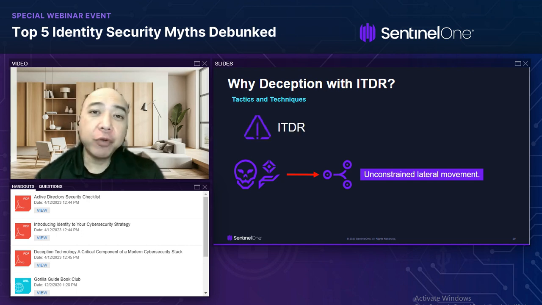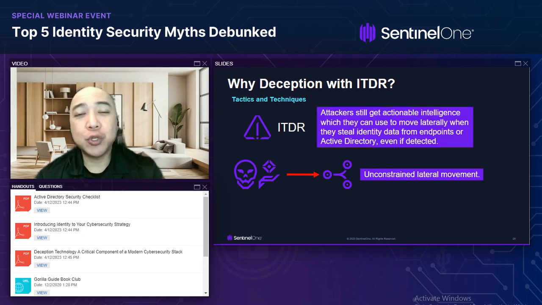Okay, great. You've implemented ITDR. You've got an alert. Okay, you know someone stole a credential or identity data or did something. Can you actually do anything to stop me from using that or from gaining actionable intelligence that I can use to move laterally? No. ITDR gave you an alert. It gives you a response to block off that user or that process. But I've got the information that I need. I can use that information. If I manage to replicate your entire Active Directory database and you detect me and stop me from pulling all of it, I've still pulled some necessary data that I can now use to progress my attack.